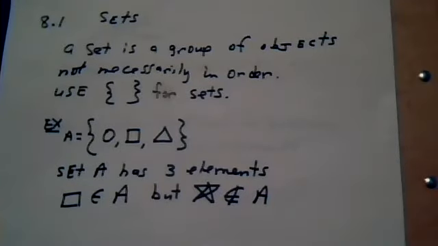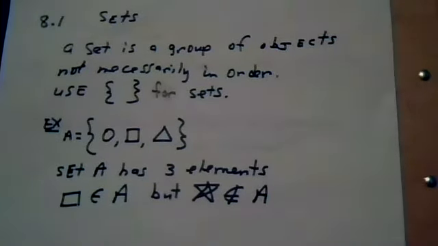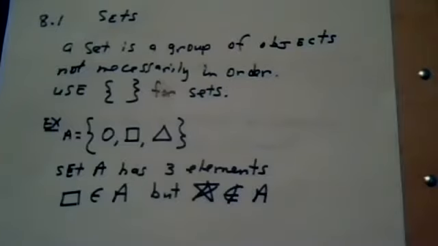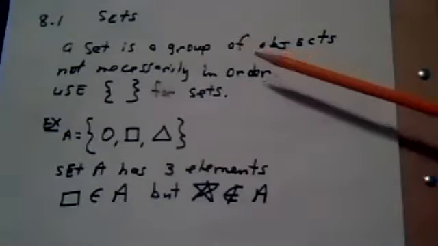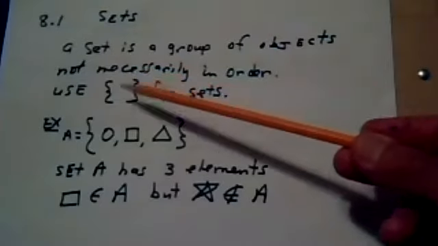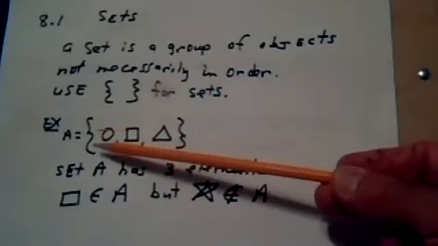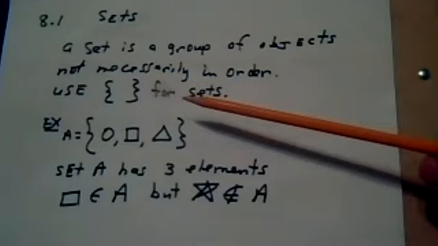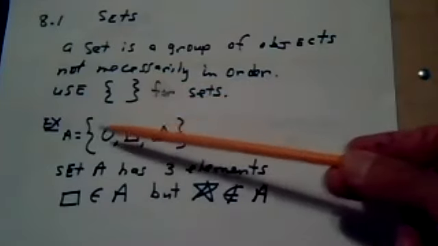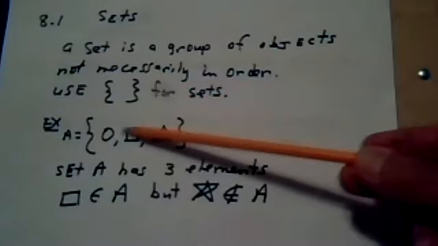Sets. Sets is a fancy way of saying groups, but these groups are special because the order doesn't matter. These are called braces, and when you see these curly brackets, they're braces. Then what you're talking about is sets.